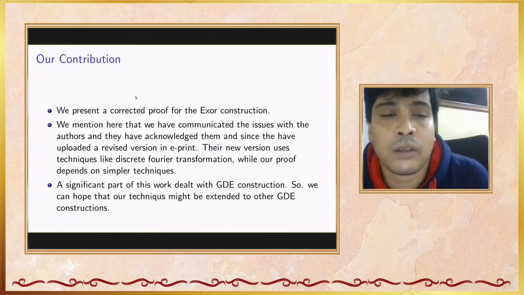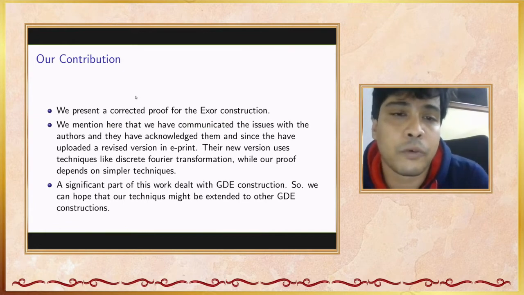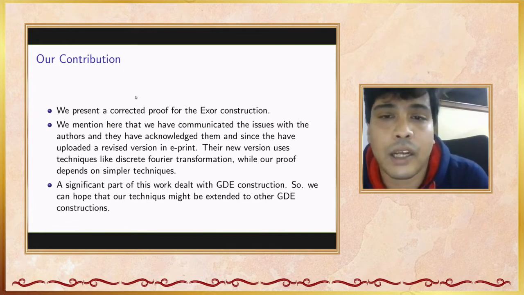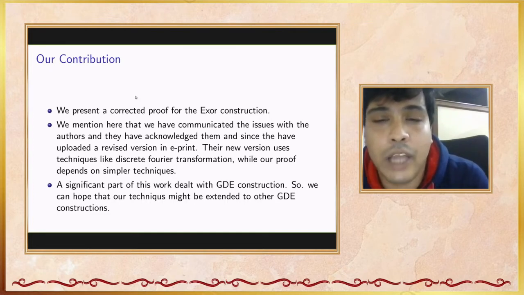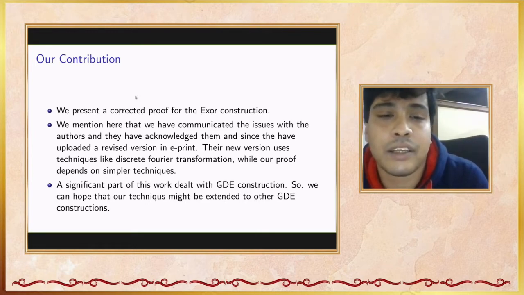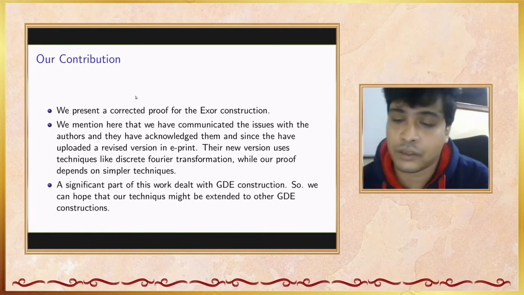After going through the proof, we tried to correct their proof and we have succeeded in that. We have communicated the issues to the authors and they have acknowledged them. Since then they have uploaded a revised version in ePrint. Their new version uses techniques like the discrete Fourier transformation, while our proof depends on simpler techniques.